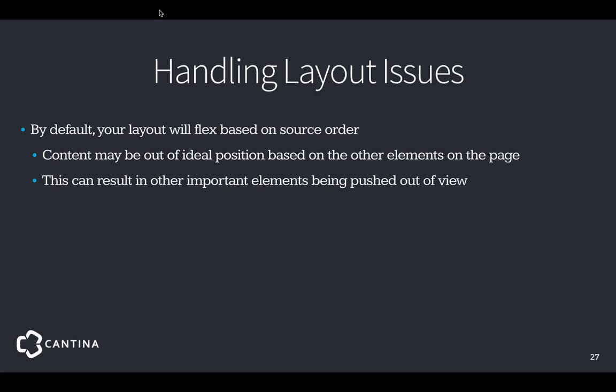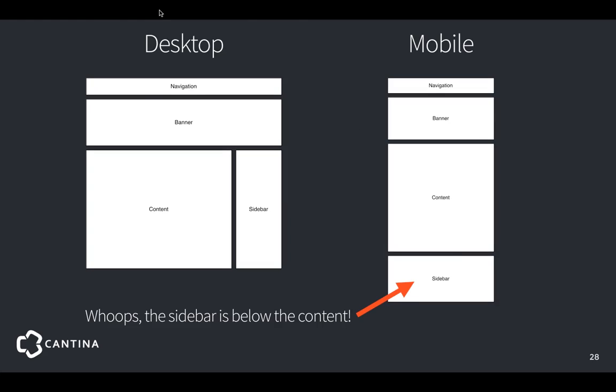So handling layout issues. By default, you're going to have everything basically flex based on source order. This basically means when you look at the HTML, literally what elements are coming before other elements. So if you had a div that's got some position in the page, it's just going to go ahead and let it move. And the same thing is going to be true for all the other elements that follow out of that.